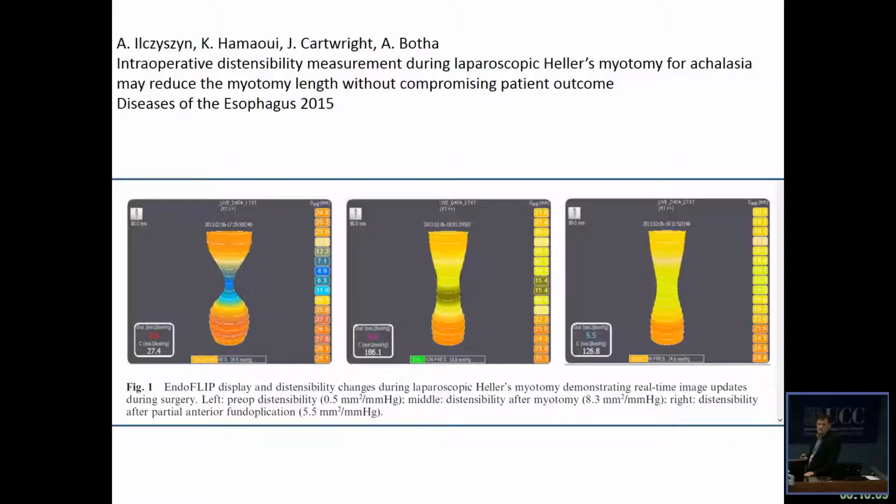So this is just one example of use of the technology, where it actually can guide the surgeon to how much muscle should actually be cut.